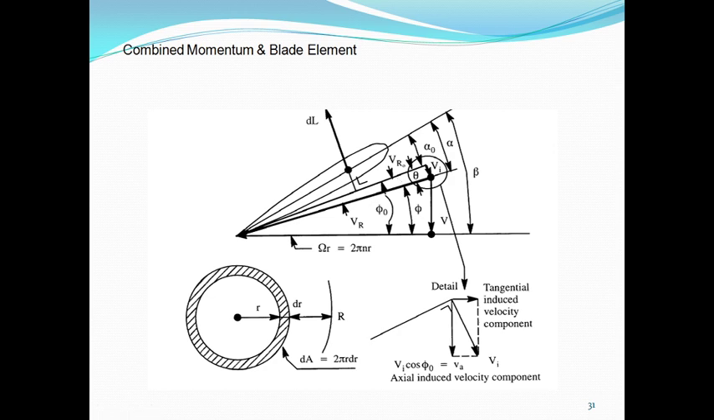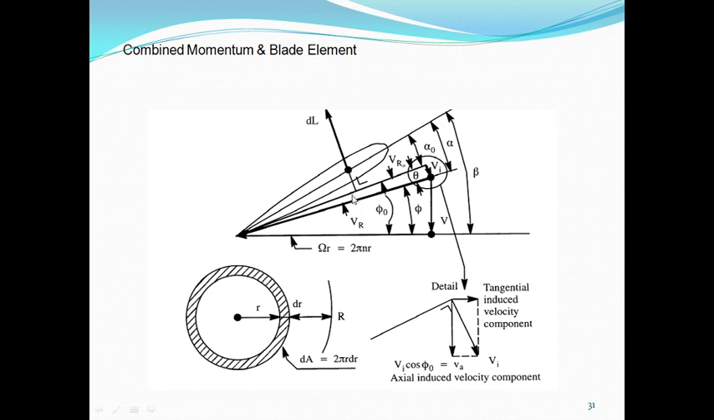In the last class, we tried to see something about the induced velocity. In the blade element theory, we didn't really consider the induced velocity. Now we are trying to consider it. When you consider the induced velocity, the resultant velocity, or the way the flow enters the blade, will change. That's the only difference between the blade element theory and the combined momentum and blade element theory.